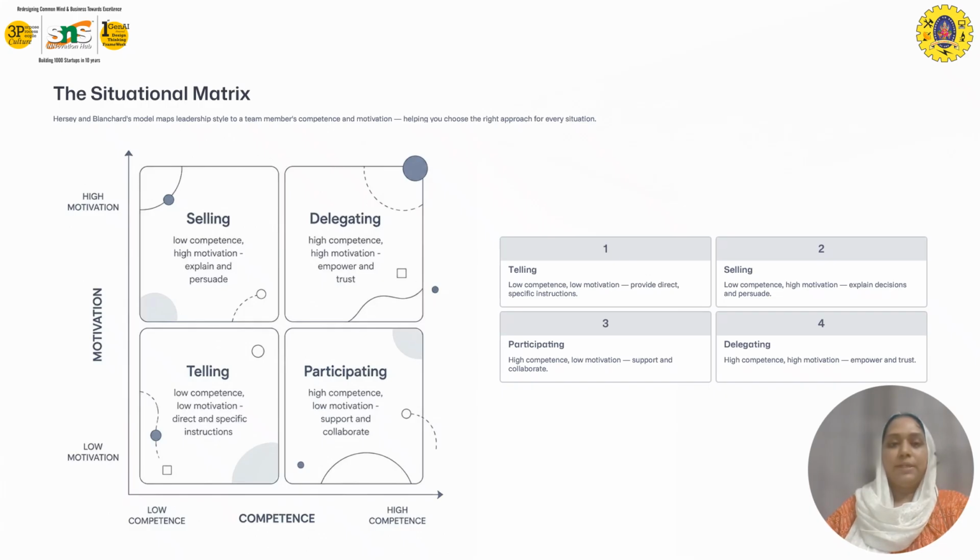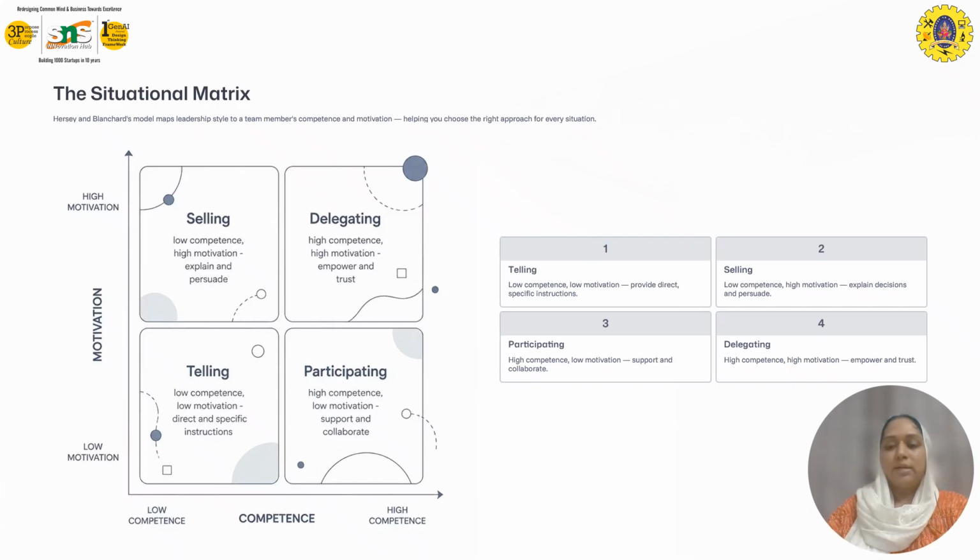low competency. This approach we call telling. Low competency and low motivation means they have no interest in the work. For these people we have to give direct, specific instructions: you have to do it, that's it. And next, high motivation with low competency is what we call selling, where we explain how to do it. This approach provides detailed instruction, so that you work together.